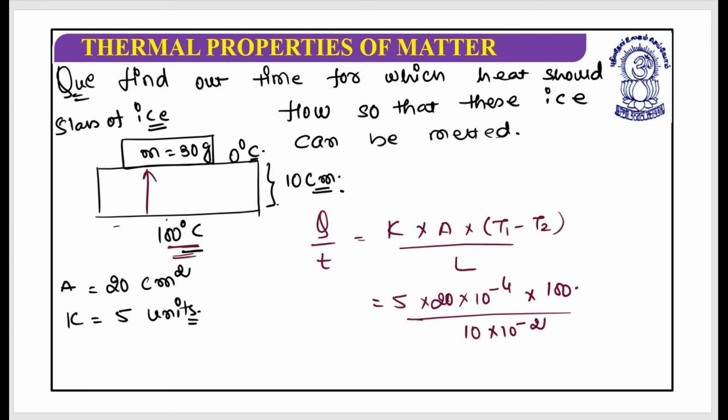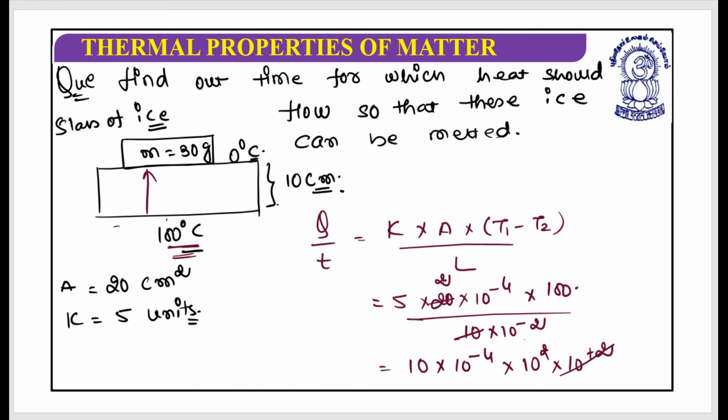I hope this is clear. So this is 10 twos are 20. This is 5 twos are 10, into 10 to the power minus 4, into 10 to the power 2, into 10 to the power again 2.